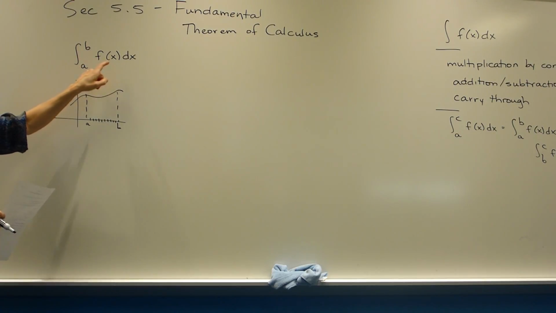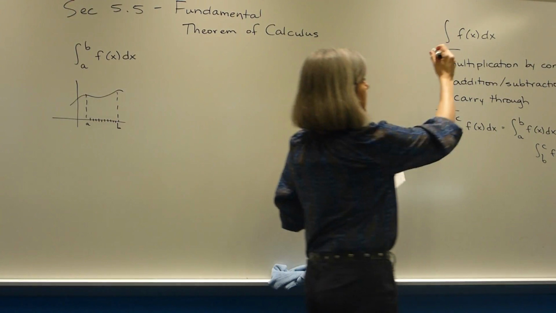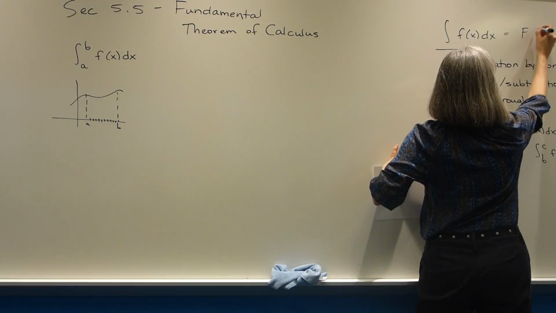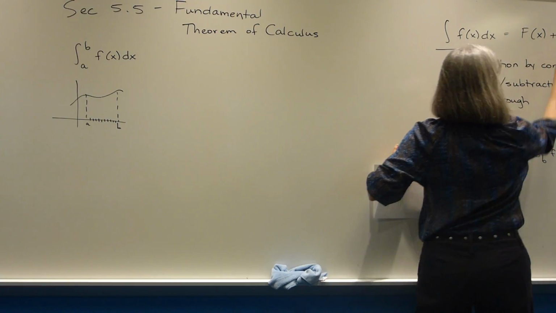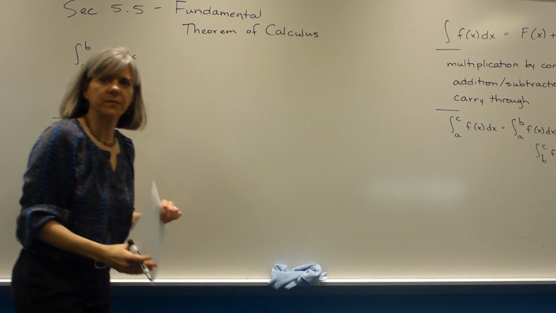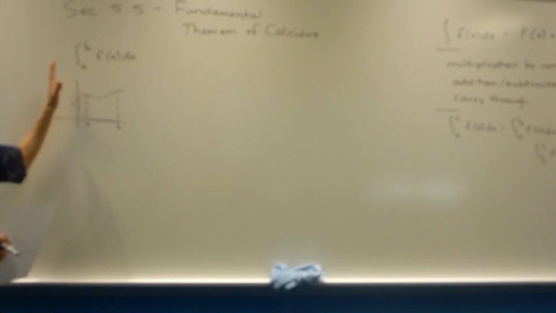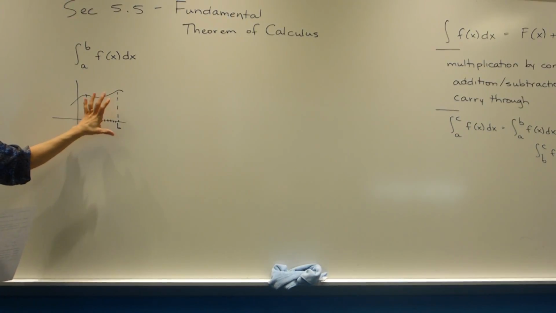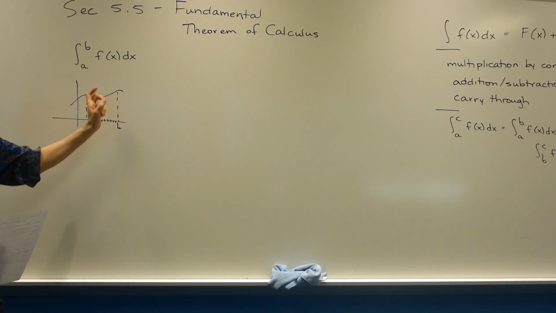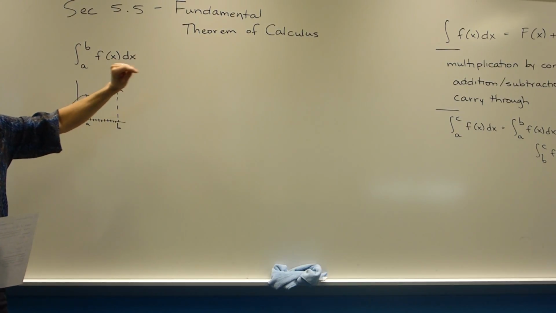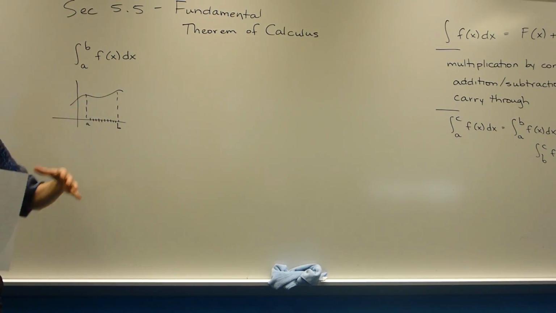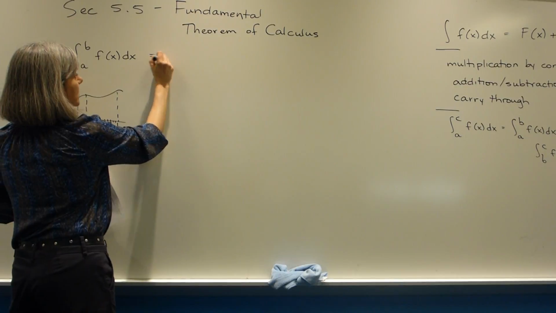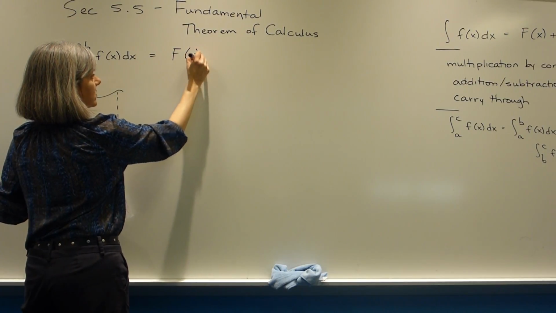But we also know that this means do the antiderivative. So on the one hand the integral sign means add up area, add up rectangles. And on the other side it means do the antiderivative. So now we're going to put them together. This is equal to the antiderivative.